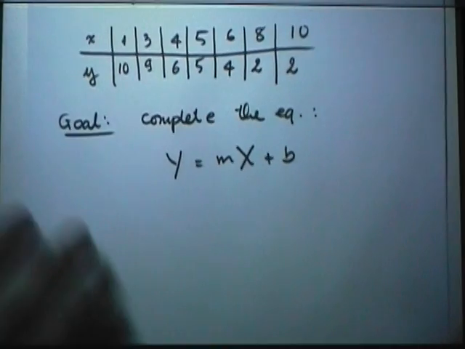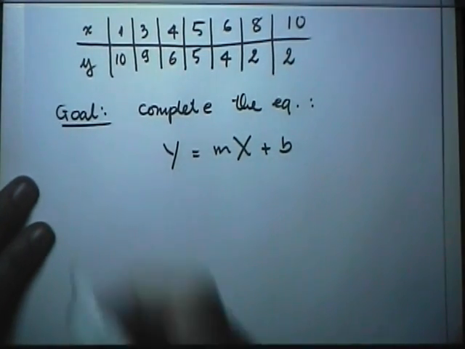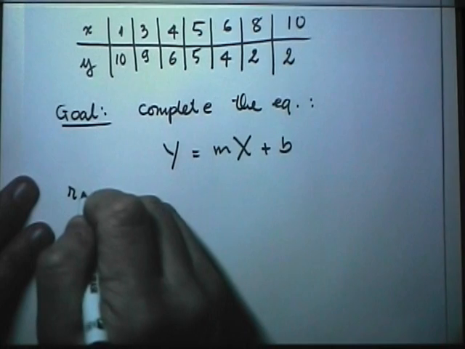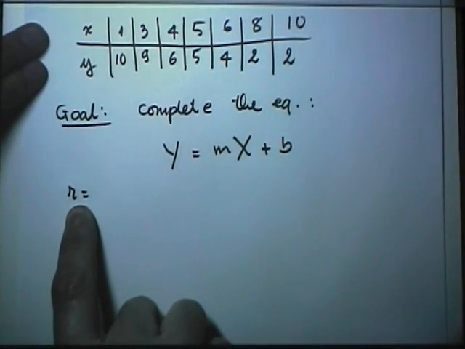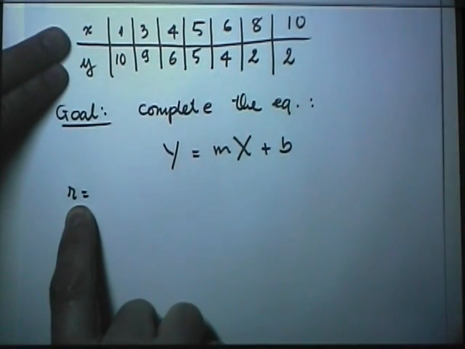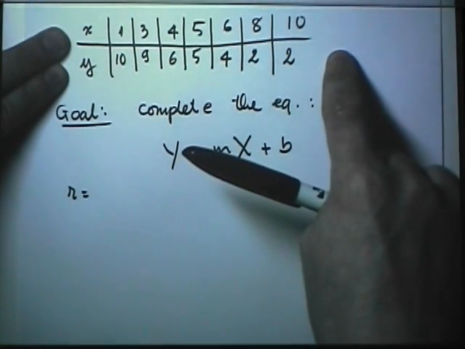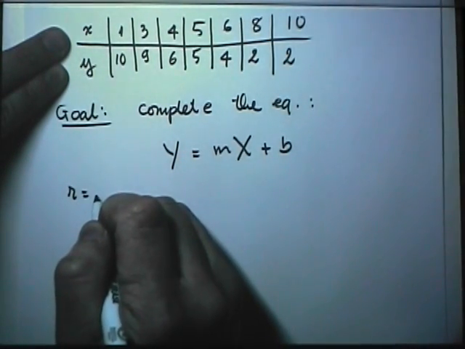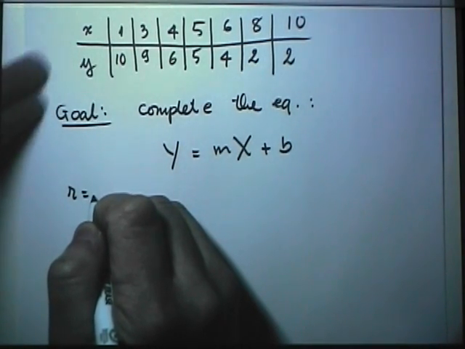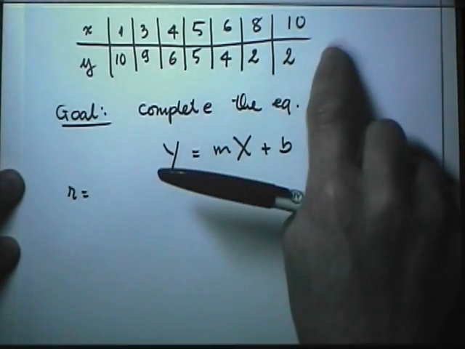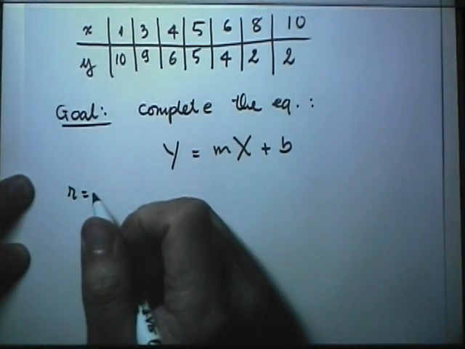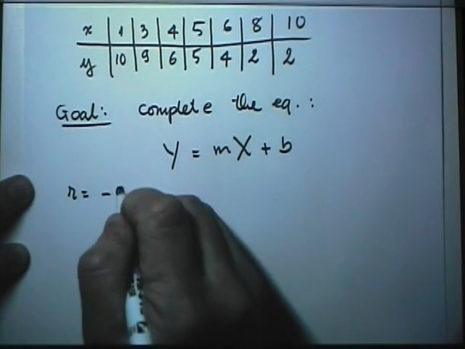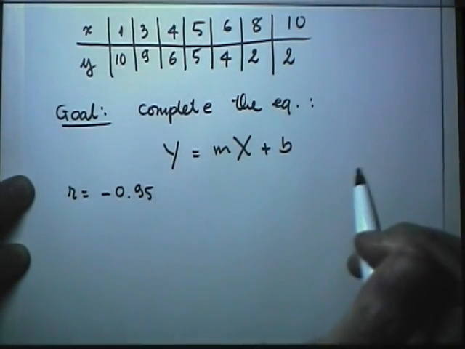Once again, we do need to know the correlation coefficient. So once again, we must go back to the example where we computed the correlation coefficient for this particular data set. If I look back and reuse the information from that example, then my R value is negative 0.95. That's my R value. Okay?